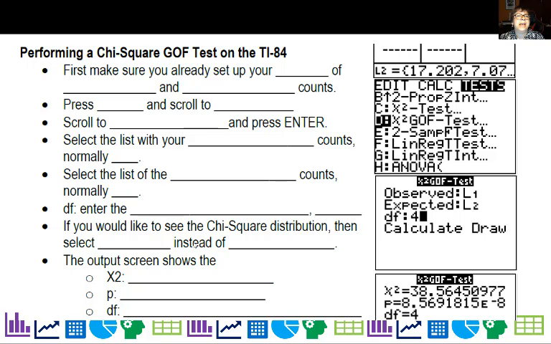So how do we let the calculator do the work for us? First of all, you need the list set up of both your observed counts, which is pretty easy. You just put in what you see. The expected needs a little more work. You've got to calculate the proportion of what you expect to see, but that's not too bad. Then you press Stat and scroll to Test once you've got your list set up. And you're going to scroll to this one, chi-squared GOF test.